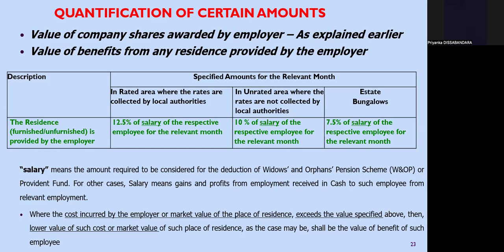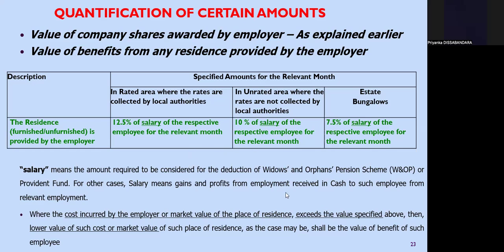WNOP applies to those who have a government pension. For such people, what do we consider? Basic salary. So for this purpose we consider basic salary. We have not used the term basic salary because basic salary can vary from institution to institution. Because of that, we have given this term.